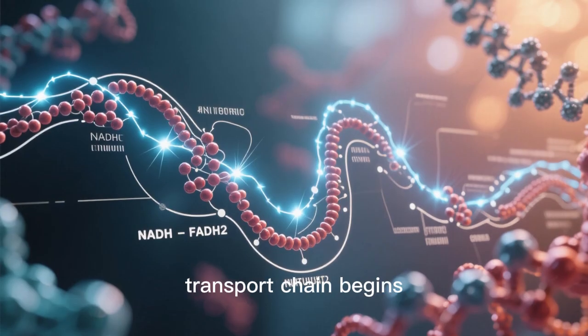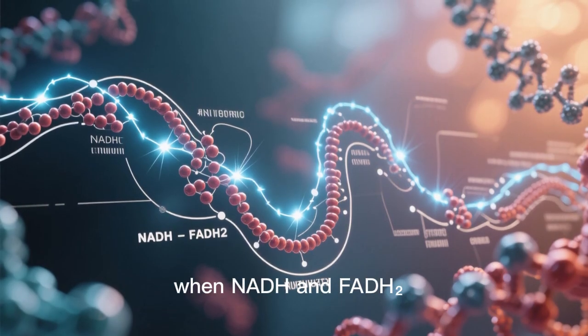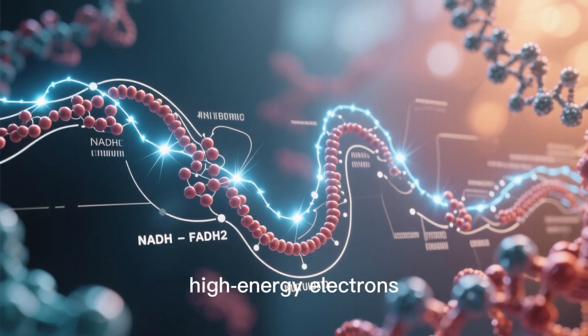Step-by-step working of the electron transport chain. The working of the electron transport chain begins when NADH and FADH donate their high-energy electrons to the chain.